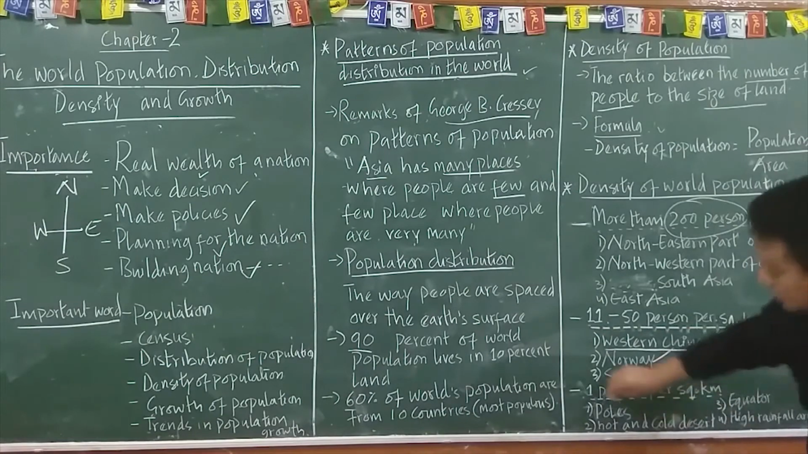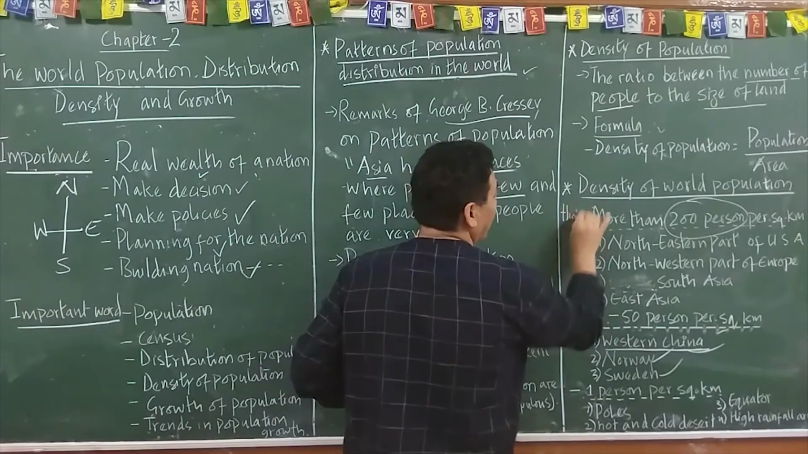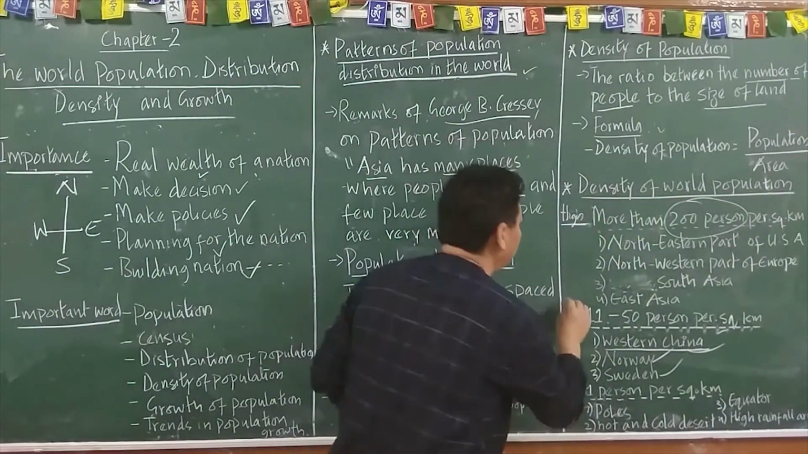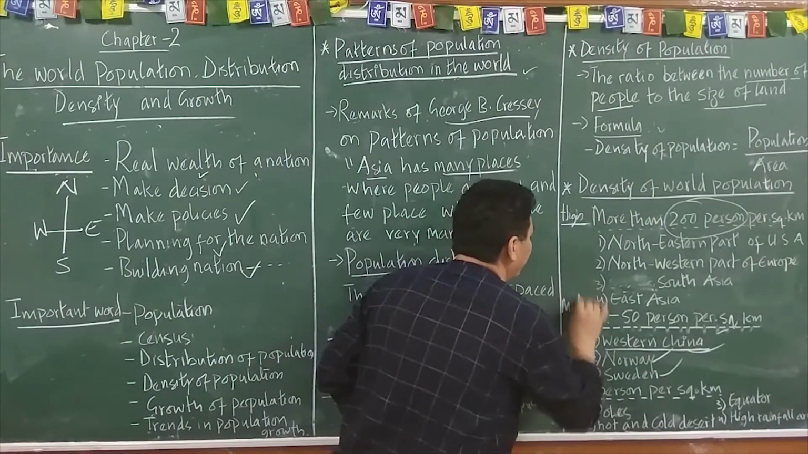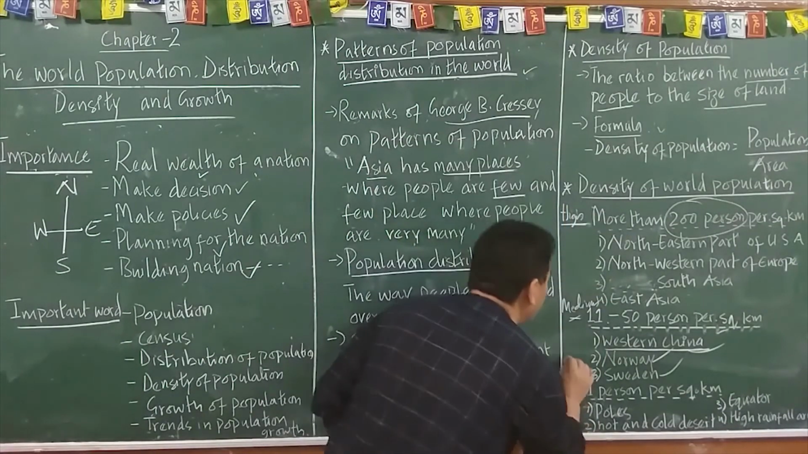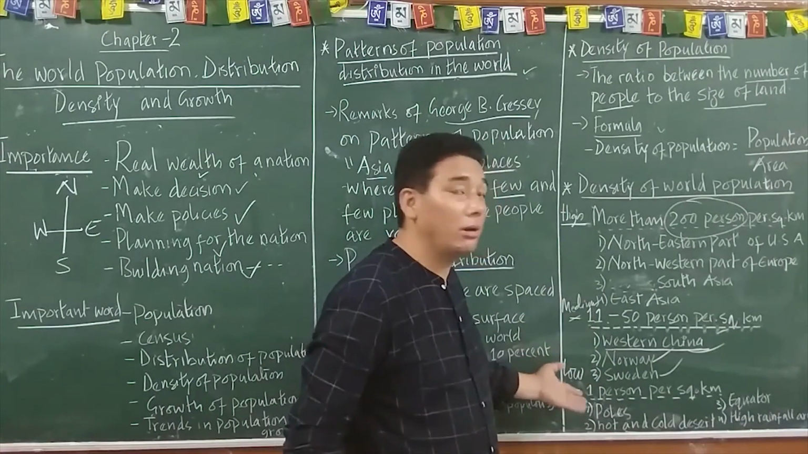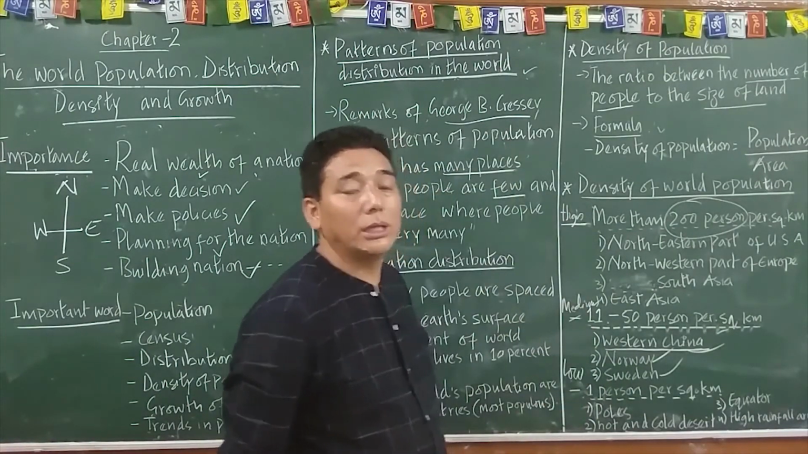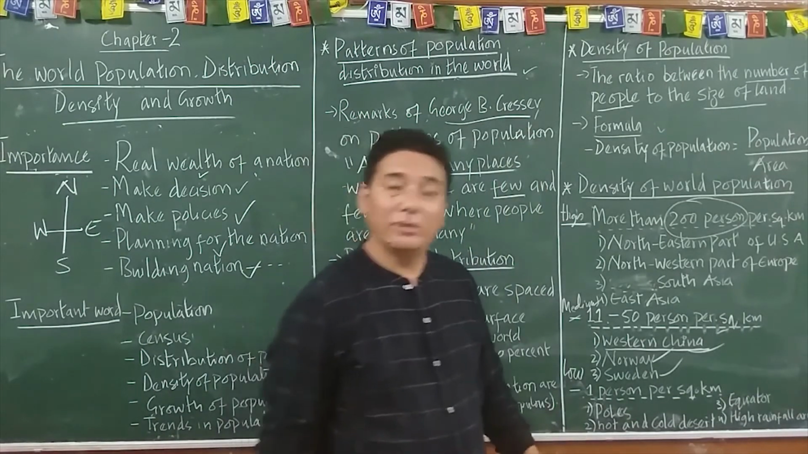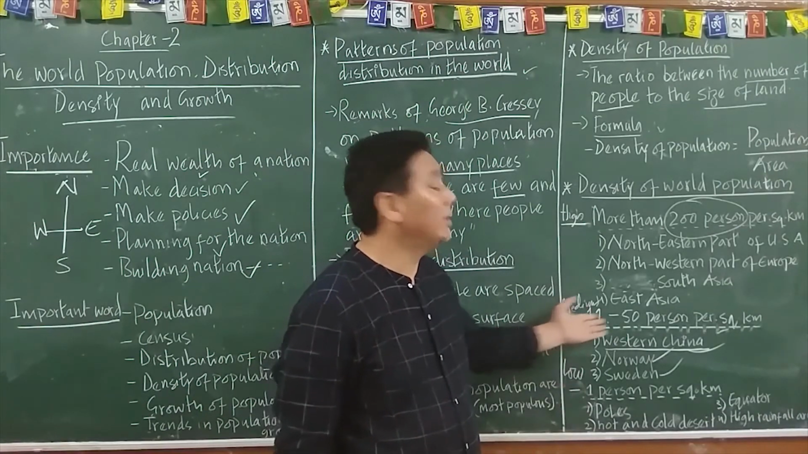There are high, medium and low densities of population. Low density areas include the North Pole and South Pole, the equator, cold and hot desert areas, and areas of heavy rainfall, where few people live.